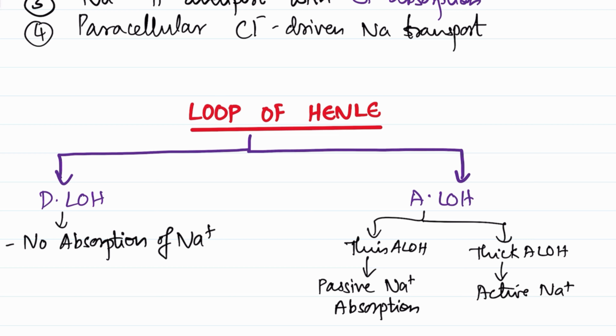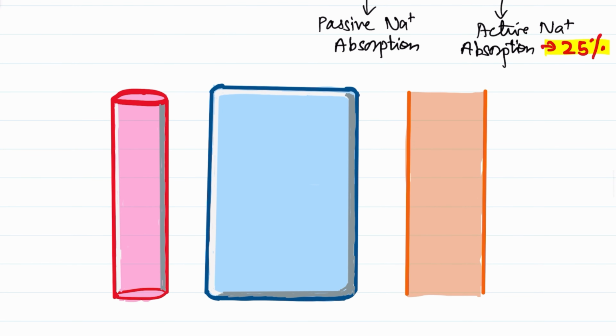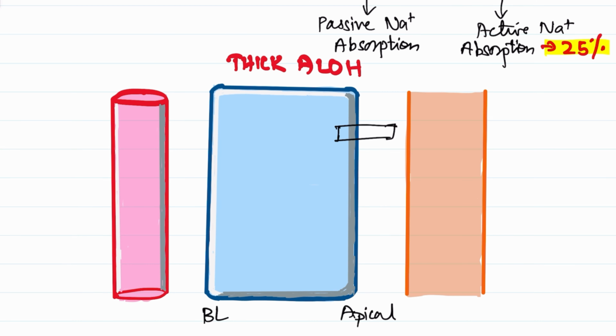Here we again have an active sodium absorption. And how much percentage? We said that in the PCT 60% is absorbed, whereas here 25% is absorbed. So 25% of sodium absorption occurs in the thick part of the ascending loop of Henle. Now what are the mechanisms? We have a channel present on the apical side. This is the apical side, and this is the basolateral side of our thick ascending loop of Henle.